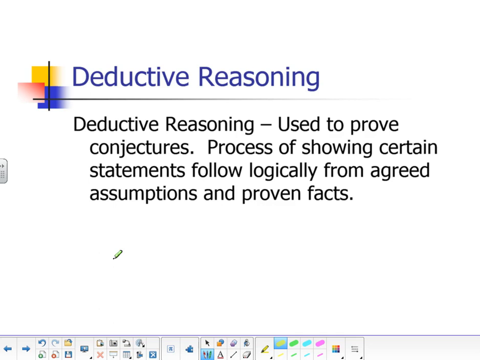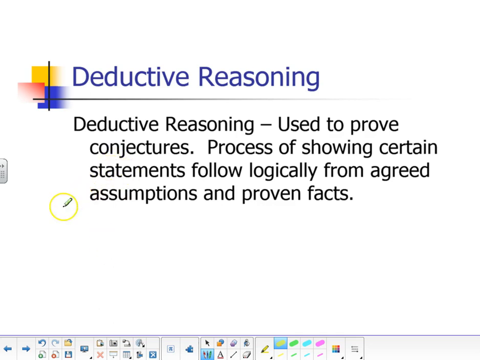So deductive reasoning is used to prove conjectures. That's the process of showing certain statements follow logically from agreed assumptions and proven facts. So here's where our definitions are going to really start to come into play. It's not that inductive reasoning isn't important, but we have to be able to kind of back that up.